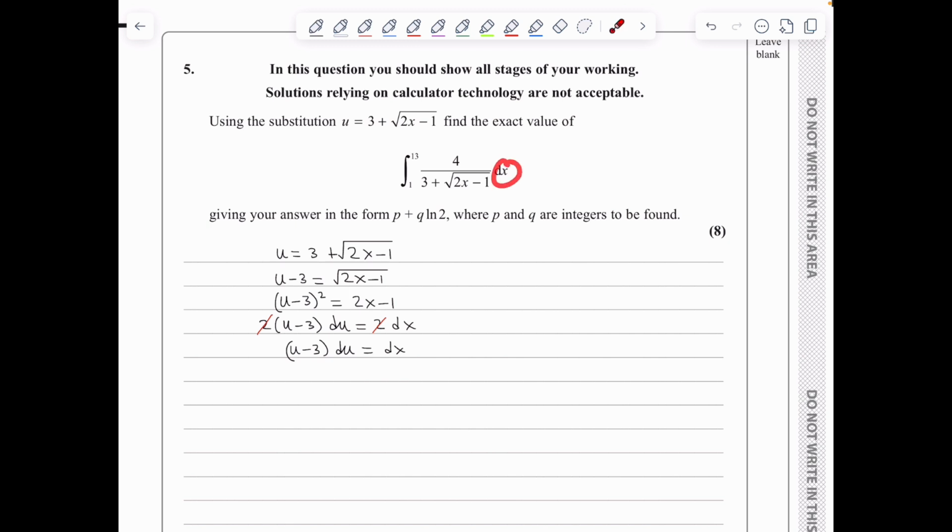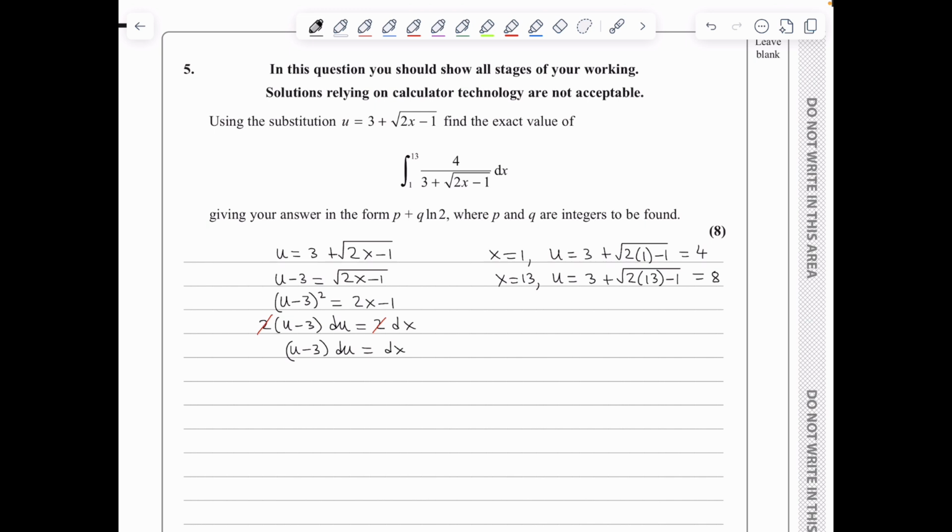I will then look at the limits of 1 and 13. Now when x is 1, u is equal to 3 plus the square root of 2 times 1 minus 1, and this gives an answer of 4, whereas when x is 13, we've got u is equal to 3 plus the square root of 2 times 13 minus 1, and this gives an answer of 8, which means I can proceed with the integration.